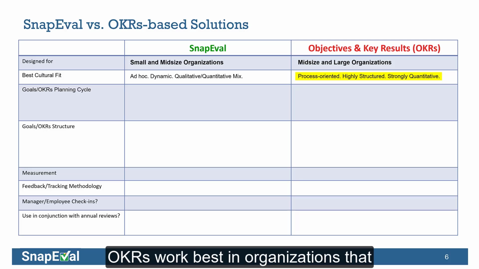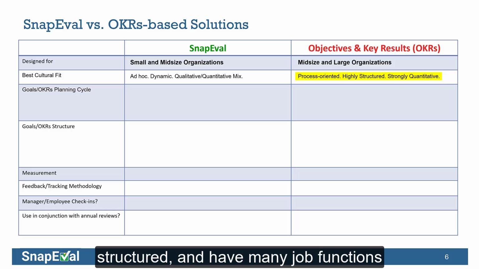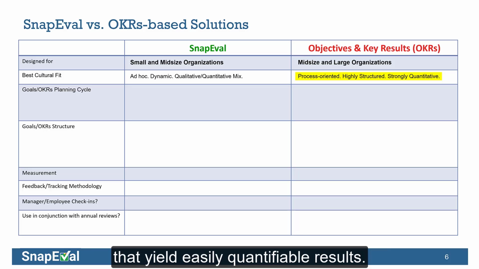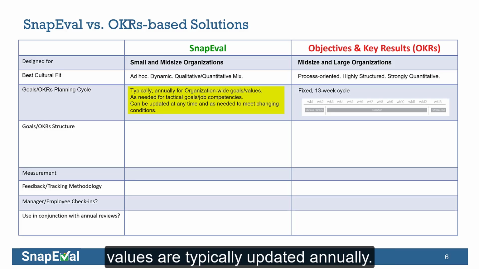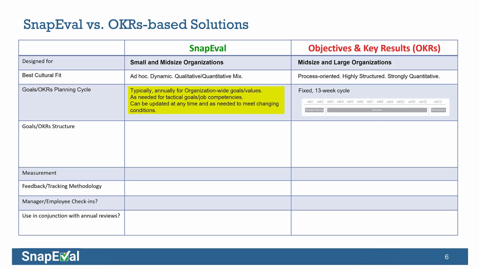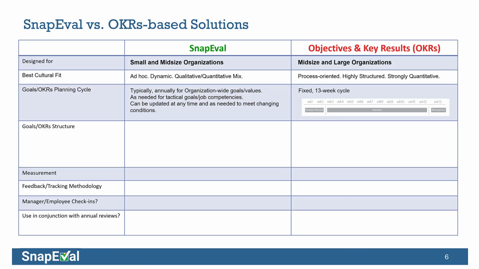OKRs work best in organizations that are very process-oriented, highly structured, and have many job functions that yield easily quantifiable results. In SnapEval, organization-wide goals and values are typically updated annually. Job competencies, department goals, and individual goals can be updated at any time as required to meet changing conditions.